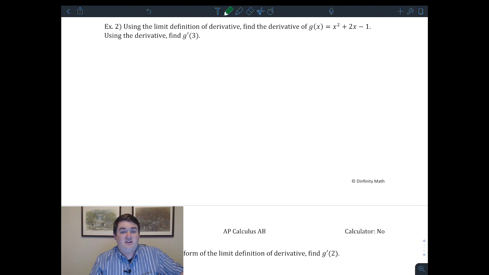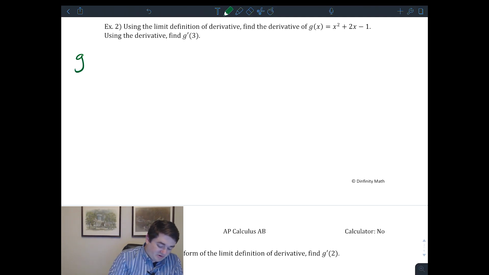All right, example 2. Using the limit definition of derivative, find the derivative of g of x equals x squared plus 2x minus 1. Then, using the derivative, find g prime of 3. Okay, let's break this down into 2 steps. First of all, let's just find g prime of x. Let's find the derivative.